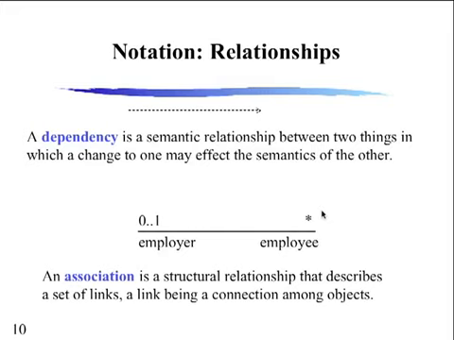And now we have our relationships to think about in terms of the diagramming notation. A dependency is a semantic relationship between two things in which changes to one may affect the semantics of the other. So one is dependent upon another in terms of its relationships.